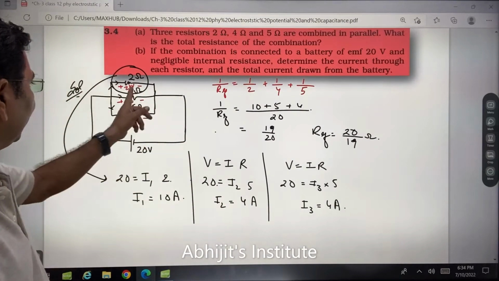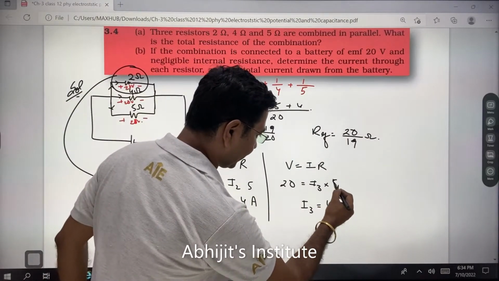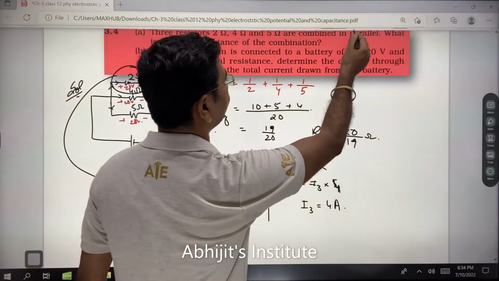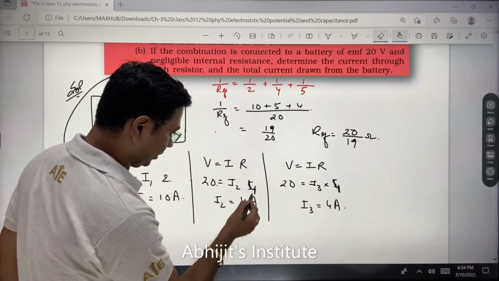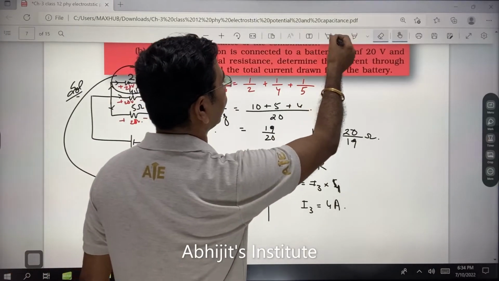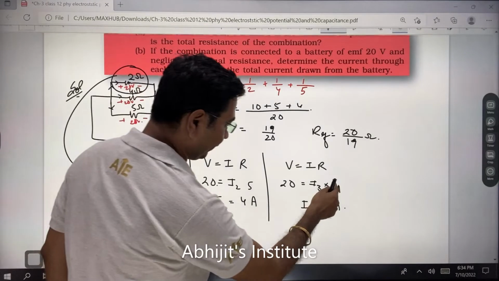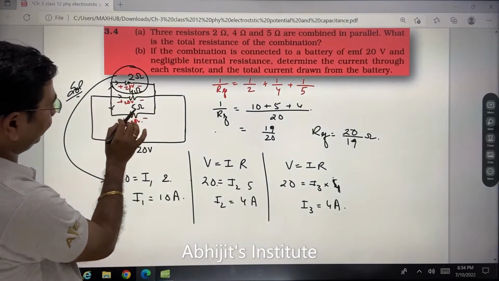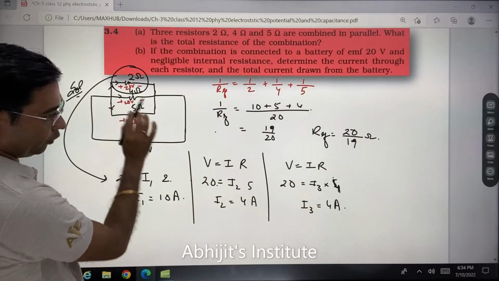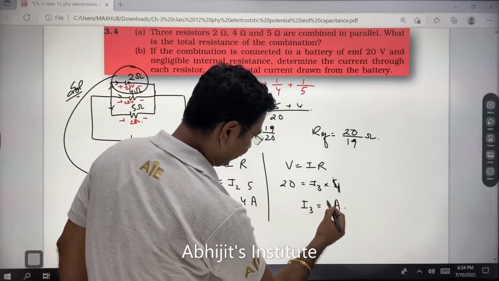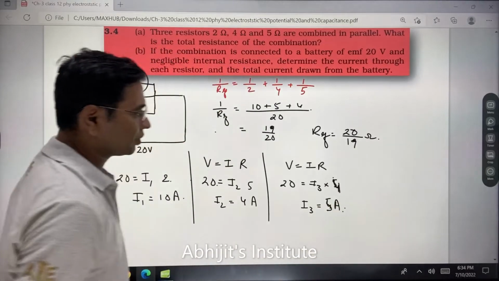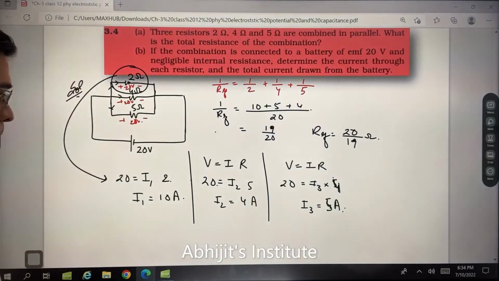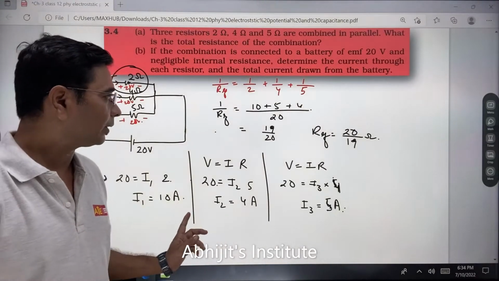If I divide 20 by 4, I will get 5 ampere. So look at this, this is the 5 ampere current that is flowing, and you can see that result, right?